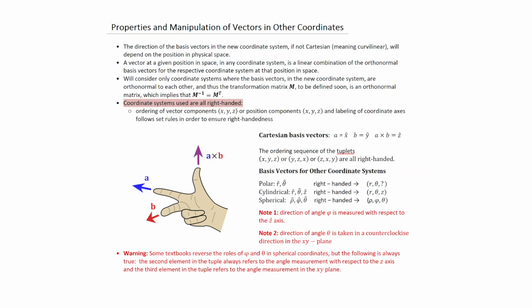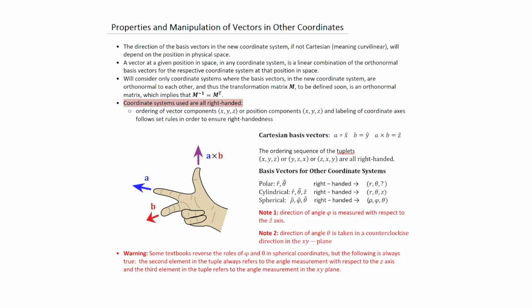So in the new coordinate system, we'll find these vectors are orthonormal to each other, and thus the transformation matrix M, to be defined soon, we're getting there, is an orthonormal matrix, and that means that it has a specific property. That property is that the inverse of the matrix is equivalent to the transpose of the matrix. That makes life a lot easier because it's a simple manipulation to go from one form to another.